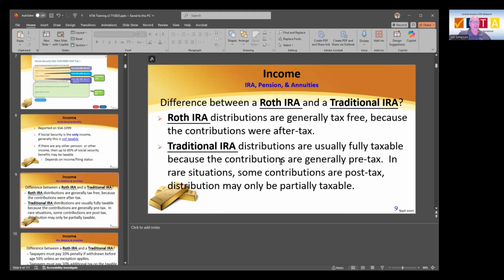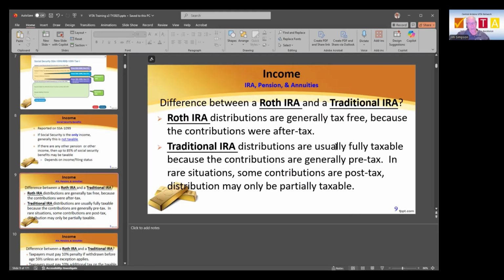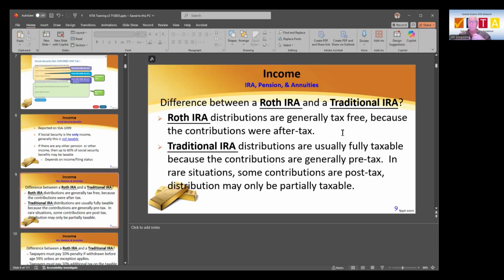Okay, let's talk about IRAs. And what's the difference between a Roth IRA and a traditional IRA? Okay, so Roth IRA distributions are generally tax-free because when they went into the IRA, they didn't get a deduction for it. It was after-tax money that went into that. But then it grows and grows and grows, and then everything that comes out is free of tax. So all the earnings that happened in that account, not only do their distributions come out tax-free, but the earnings come out tax-free. So it can be a pretty good deal.